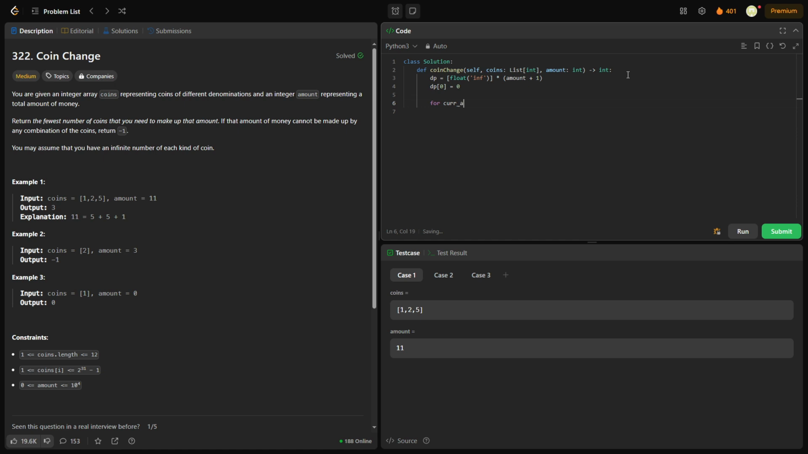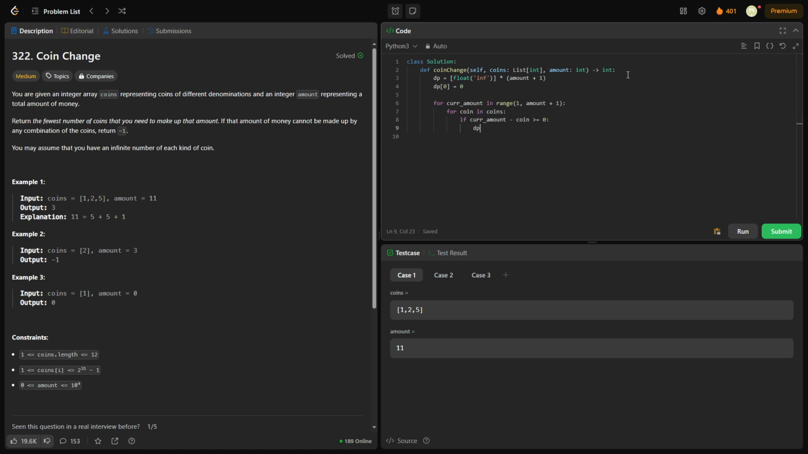Okay. So again, we have the current amount. So this is basically us iterating through our array. Okay. And again, we need to check for every coin, right? So we're gonna say for coin in coins, right? We're going to say if the current amount minus the coin is greater than or equal to 0, because again, if it's negative, we wouldn't ever want to check it. Okay.